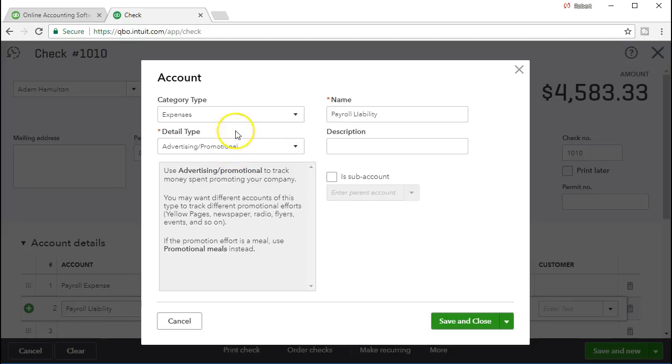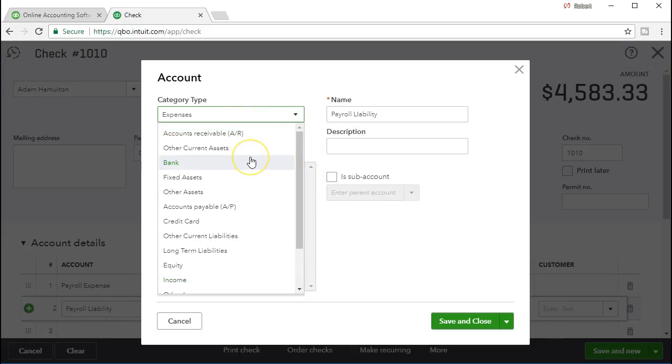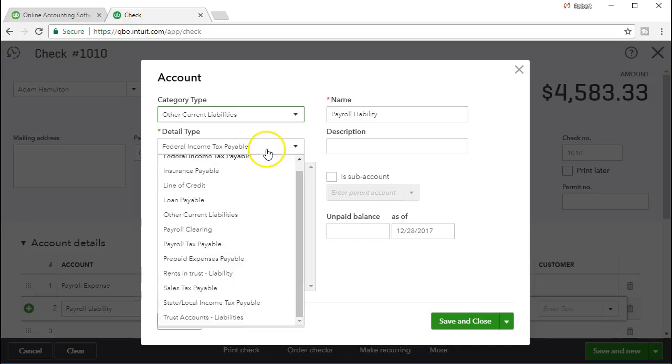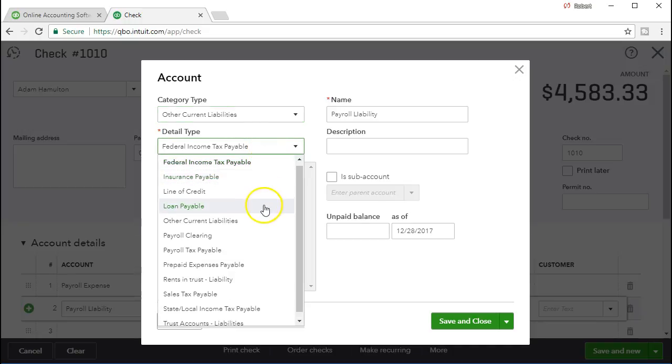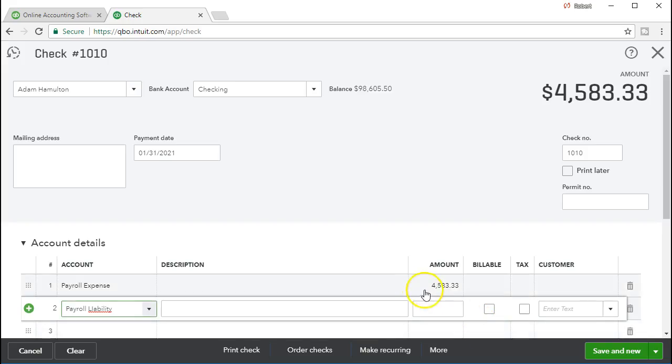I'm going to set up the payroll liability. It's not an expense. It's going to be some type of liability account. So if we go through these account types, it's going to be an other current liability. That looks good. If we go through these account types, we're saying loan payable, other current liability, payroll clearing account. We're going to go with payroll taxes payable account. So payroll taxes payable, that name is here too. We have the description none, and no sub account, and save and close.